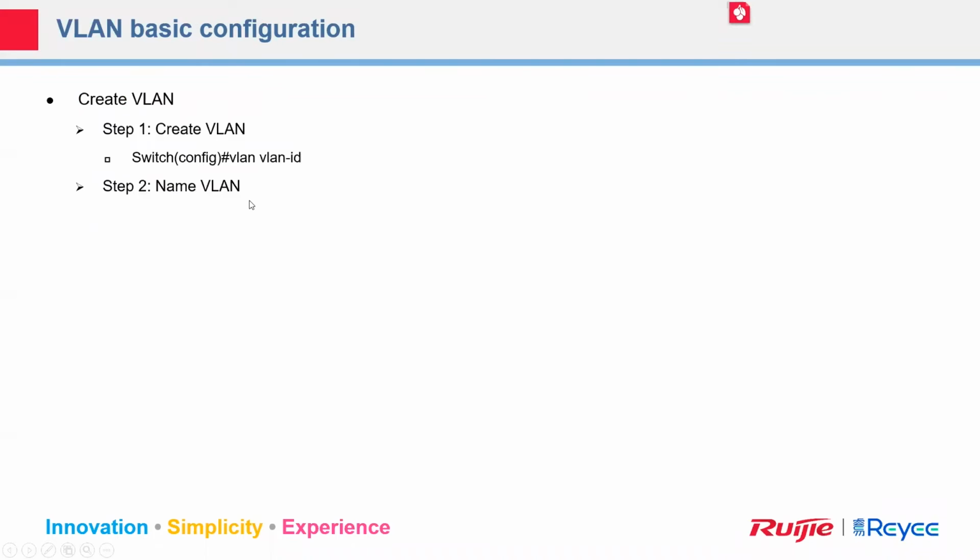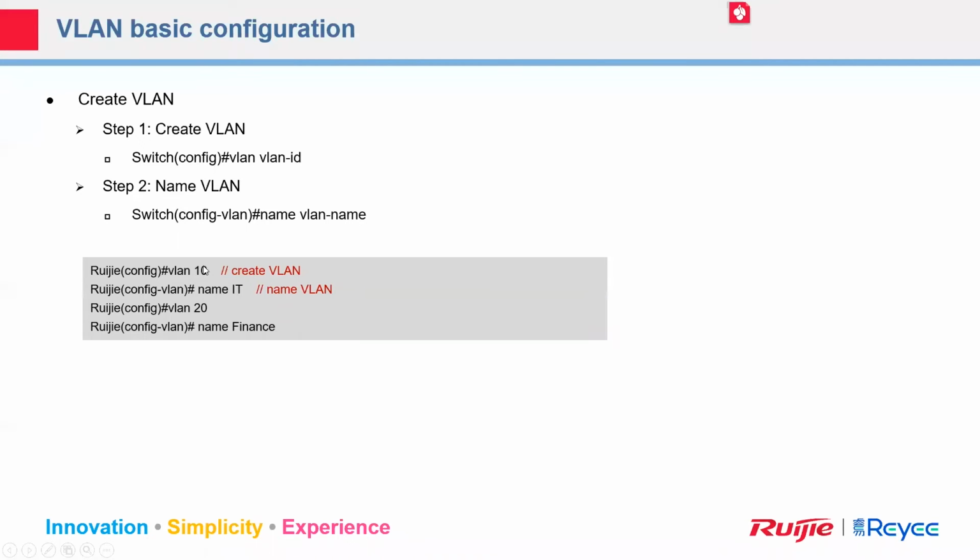Let's see how to give the configuration of creating a VLAN. The first one, create VLAN. The command is here, vlan, and then the VLAN ID. And you can give the name of the VLAN. Of course, this is an optional configuration. If you don't add this command, the VLAN also can work. And here is an example. VLAN 10 and the name is IT. VLAN 20, the name is finance.